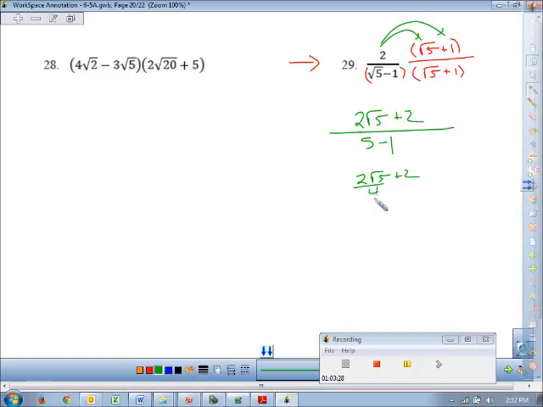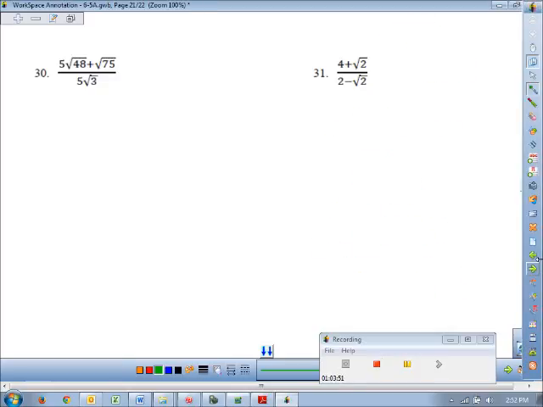And I'm separating that out now. Instead of the all over 4, I just put each one of them over 4. Can that reduce at all? Yeah. So square root of 5 over 2 plus 1 over 2. Not like terms, because one of them has a radical with it. The other one does not have a radical with it. That's why you can't add those together any further than that.